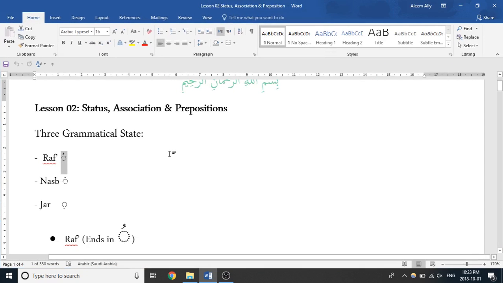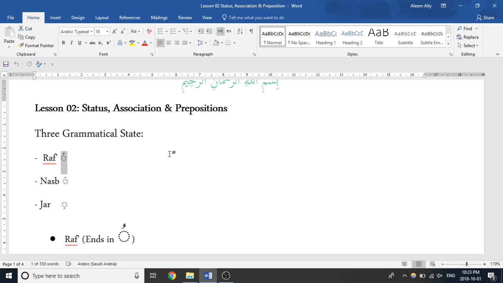We're just going to start off right away, hopping into lesson 2. We're going to cover status, associations, and prepositions. As we reviewed before, a noun has 4 properties that you want to look out for: definiteness, number, gender, and status.